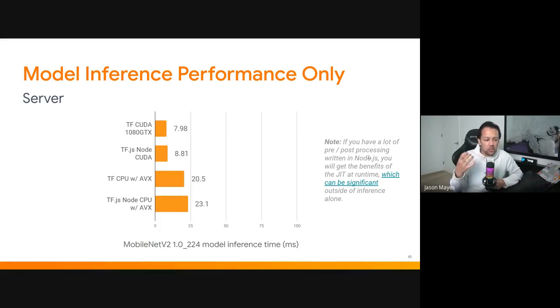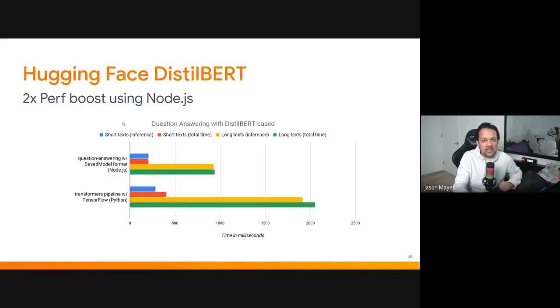You need to do this work in order to get it into the right format that the model can digest. And sometimes this can be very non-trivial stuff. So if you convert that pre and post-processing to be a node, you can actually get significant performance benefits because of the just-in-time compiler of JavaScript that optimizes things at runtime. And you can see an example here, case study of Hugging Face doing this for the Distilbert implementation.